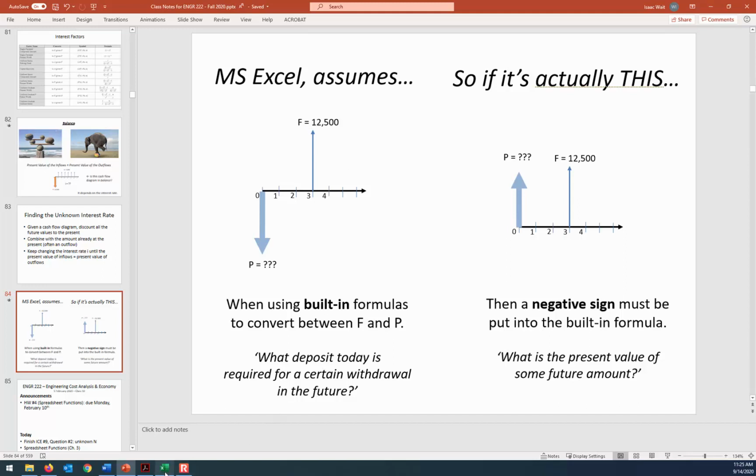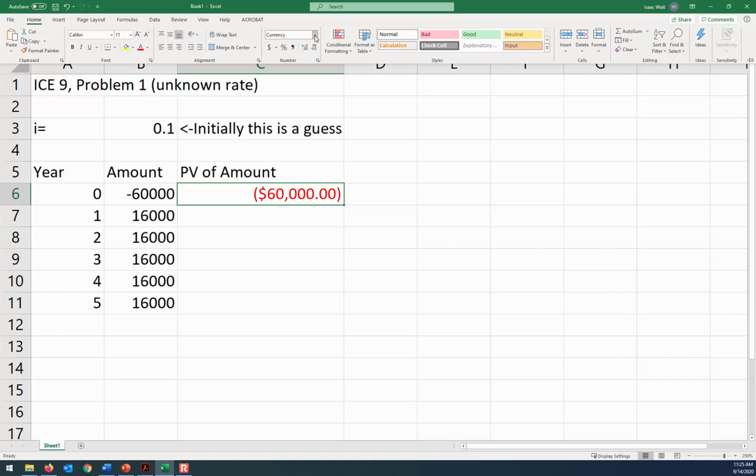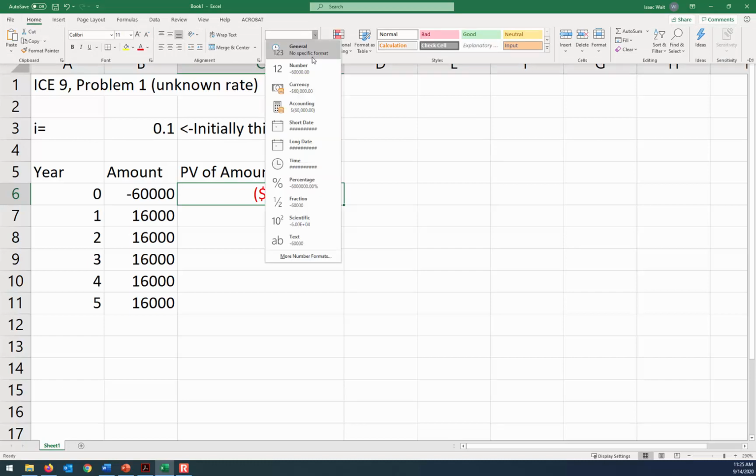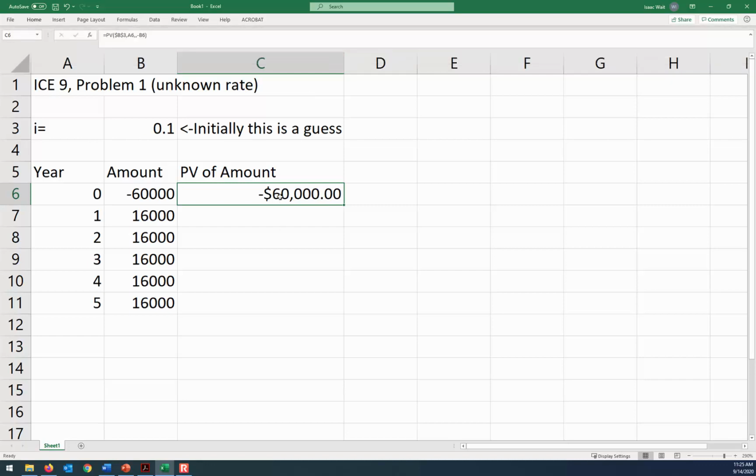It's done that. And so I need to override that by either putting the minus inside the formula to make it a negative 60,000. Red just means negative. And so let's change this from the default. Just click on currency, and seeing the negative sign and it not being in red, I think is the better approach. All right, so now I can just drag this formula down. I don't have to type it over and over again multiple times.